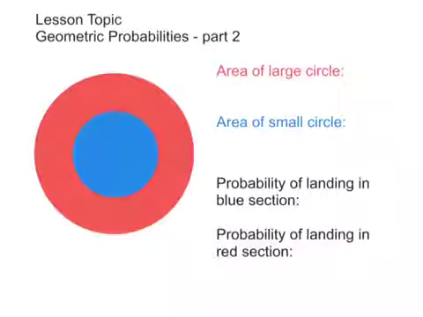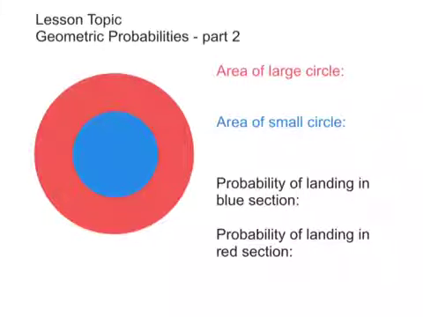The lesson topic for this video is Geometric Probabilities, Part 2. Alright, so this example right here shows, let's say, a red dartboard and a blue center on that dartboard. If I asked you, if we were going to throw a dart onto this dartboard and you get a prize if you hit the blue section, that is a similar problem as we were working on in Part 1. So let's go ahead and start that process here.